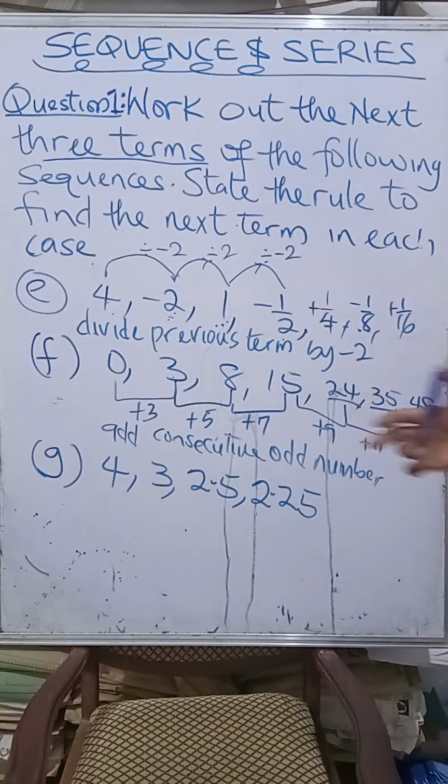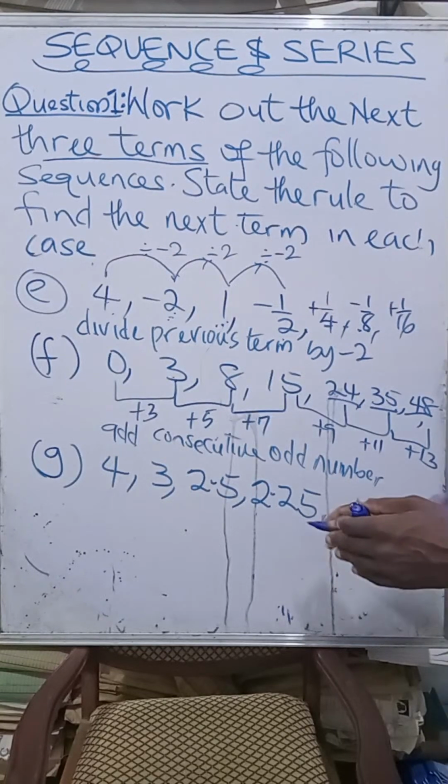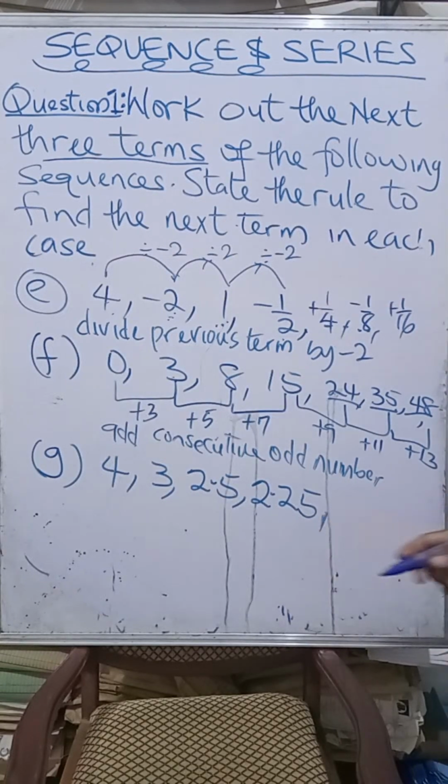Okay, look at the G. We have a 4, a 3, a 2.5, a 2.25. So we want to find the next 3 terms. Check it very well. And then 3 to 2.5. Check the pattern of what we have there.